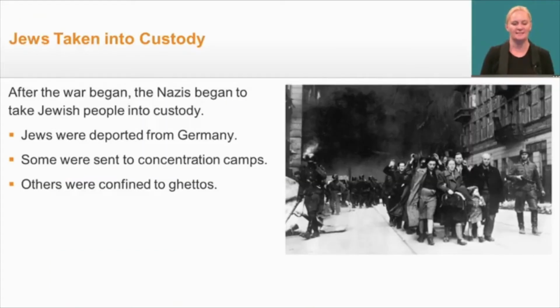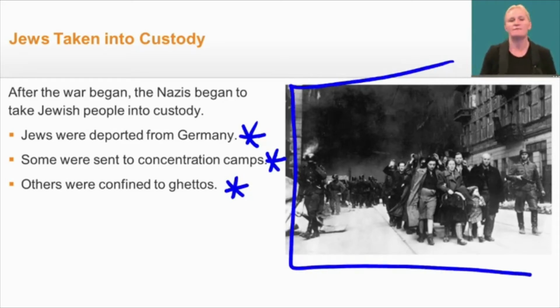After the war began, the Nazis began to take the Jewish people into custody. Some Jews were deported from Germany, others were sent to concentration camps or German work camps, and others still were confined to ghettos. In Warsaw, Poland, about 400,000 Jews were actually sentenced to live in a ghetto extending no more than 1 square mile in any given direction. Imagine that many people having to live in those tight quarters. You can see in this picture German soldiers rounding up people of Jewish descent and moving them either to concentration camps or into the ghettos.